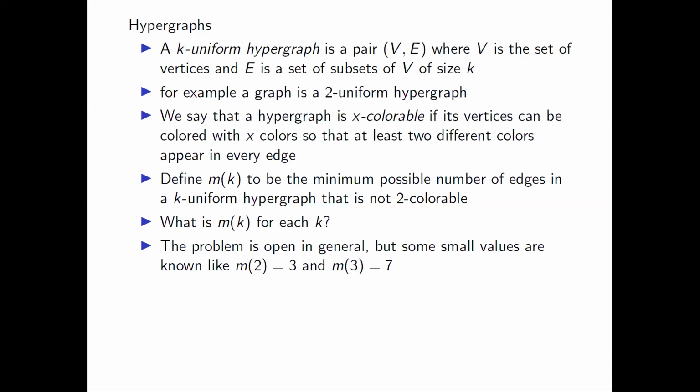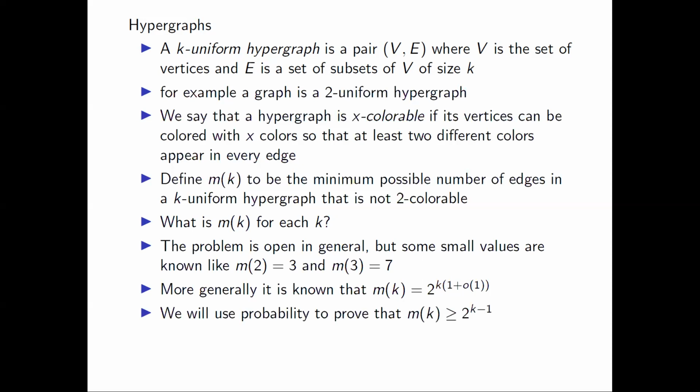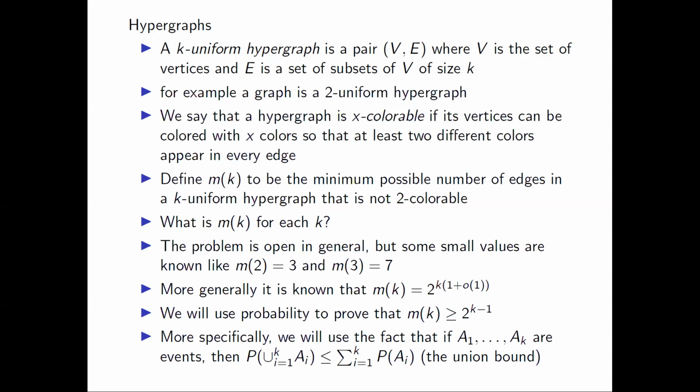For higher values of k, there are some pretty good bounds on m(k). So it's known that m(k) is pretty close to 2^k, but it has an extra factor that depends on k that grows much more slowly than 2^k. In this video, we're going to prove a lower bound on m(k) of 2^(k-1). And we're going to use a tool from probability called the union bound. The union bound says that if we have a bunch of events, the probability of their union is at most the sum of their probabilities.